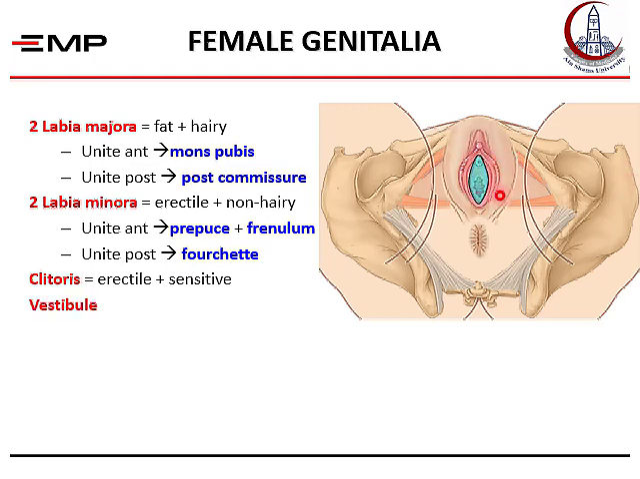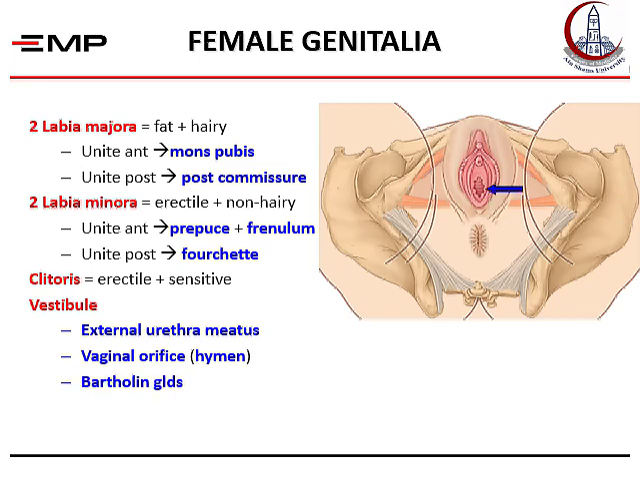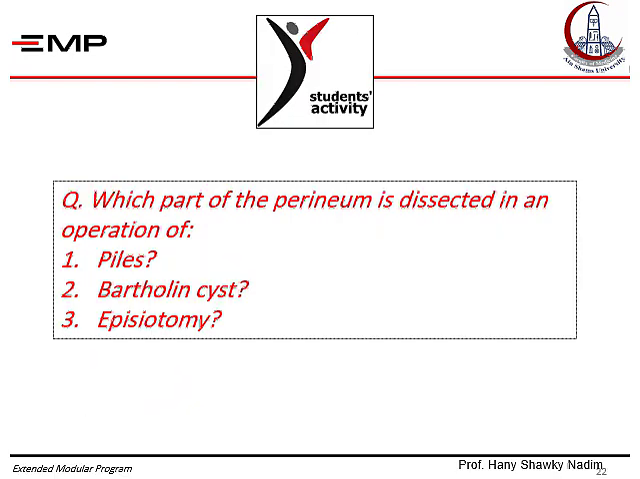Now, between the two labia minora, this fusiform space is called the vestibule. It receives the following openings: the external urethral meatus, the vaginal orifice guarded by the hymen in virgins. On the sides of the vagina, we have the Bartholin glands opening, one on the right and one on the left. And on the sides of the urethra, we have the urethral glands opening. They are called Skene's glands.